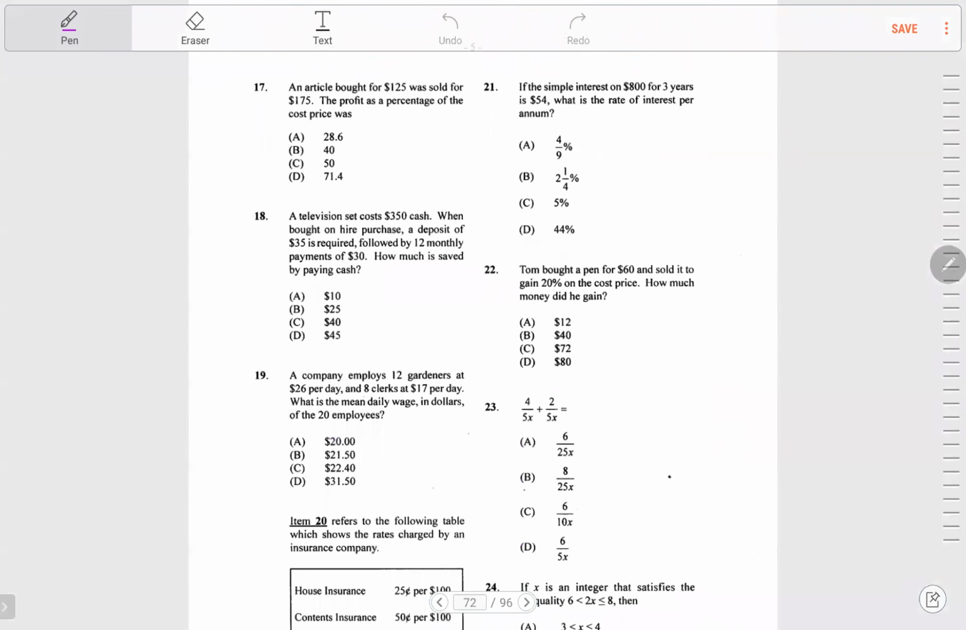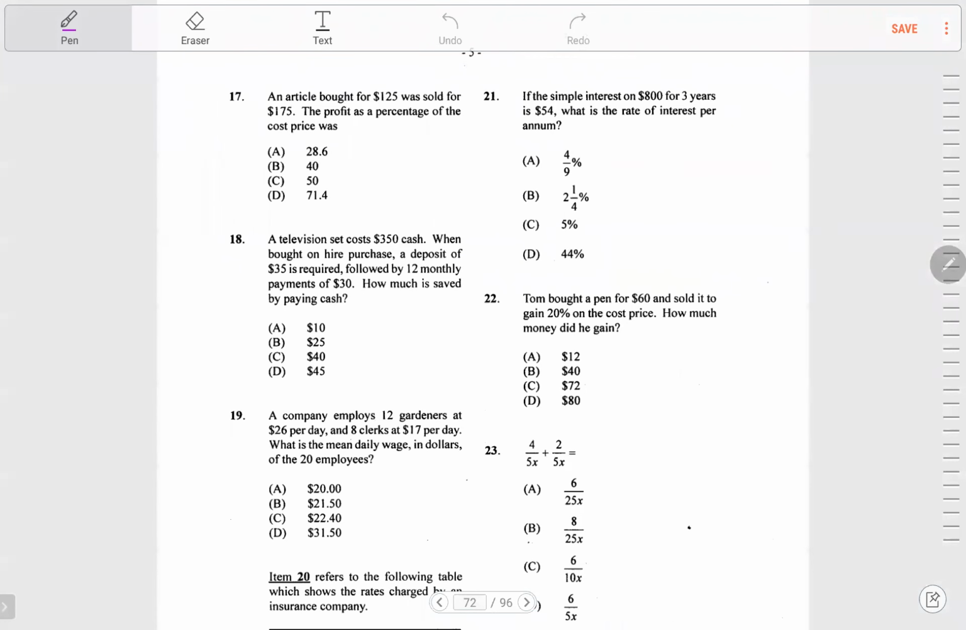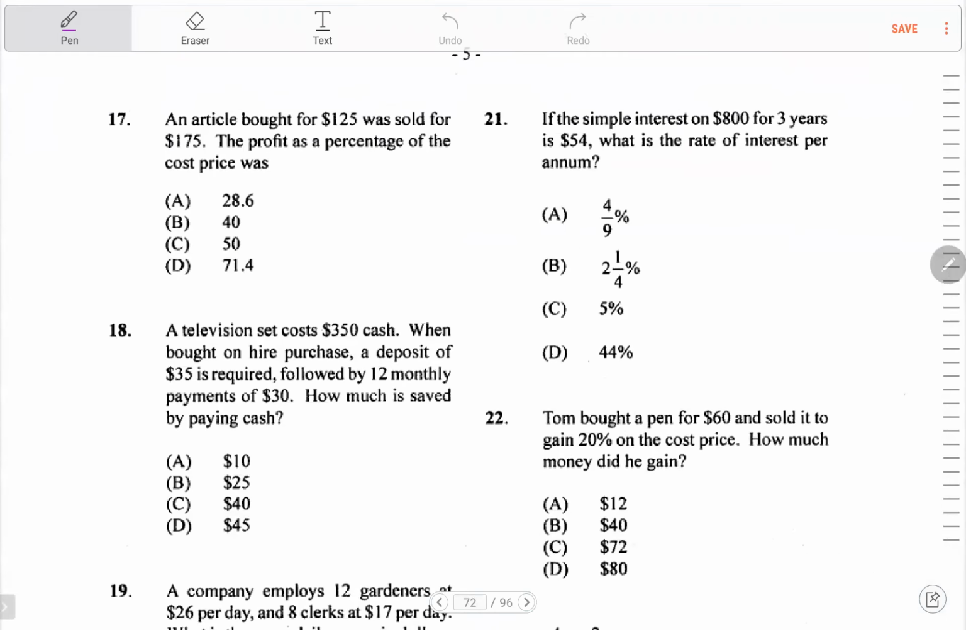All right, an article bought for $125 sold for $175. What is the percentage profit? So it sold for $175, and it was bought for $125. Then clearly the profit is $50. Therefore, the percentage profit is the $50 profit over the original cost of $125 times 100. That's how you work it out. And just cancel this down gradually, as usual.